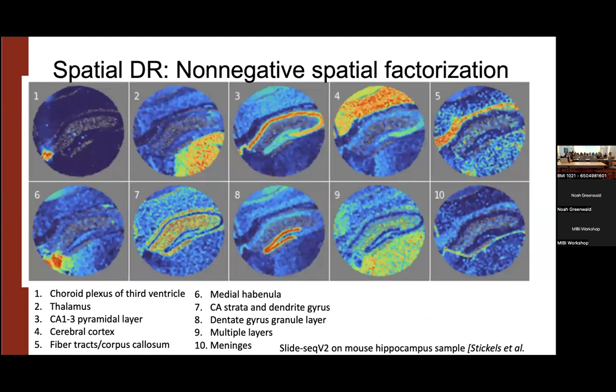So this is what the non-negative spatial factorization looks like. Let me sort of orient you to what this is. This is all non-negative, I should say. We are assuming that the data that we're given are counts. And we could talk about this in terms of the MIDI data.